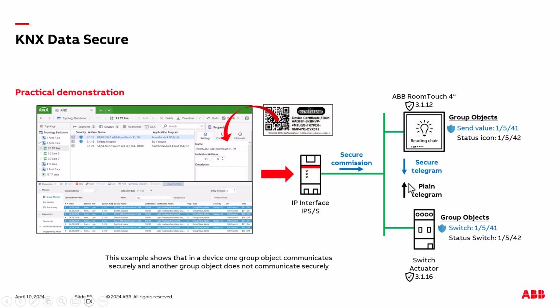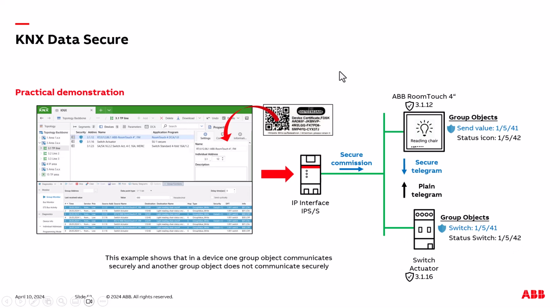Only to show and to make clear that it's possible that a device can send a secure telegram and listen to a plain telegram. That really Data Secure is based per group address. So the blue one, 1541, is a secure telegram, and the 1542 is a plain telegram.